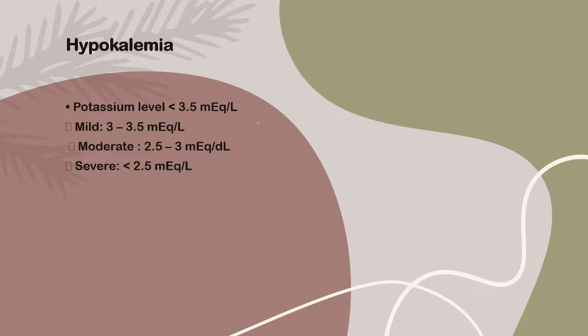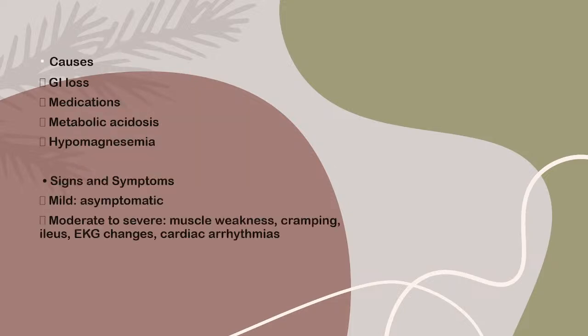Hypokalemia is potassium less than 3.5 milliequivalents per liter, but it is further divided into mild, moderate and severe. Mild is 3 to 3.5 milliequivalents per liter, moderate is 2.5 to 3 milliequivalents per liter, sorry, per deciliter. Actually it is liter, not deciliter, I'm sorry for the mistake. Severe is less than 2.5 milliequivalents per liter. So this is the classification of hypokalemia: mild is 3 to 3.5, moderate is 2.5 to 3, and severe is less than 2.5.